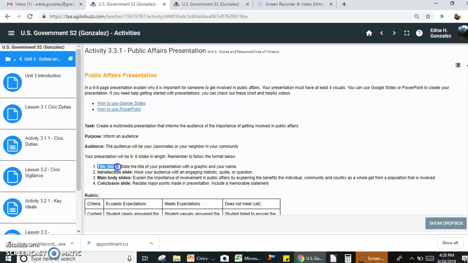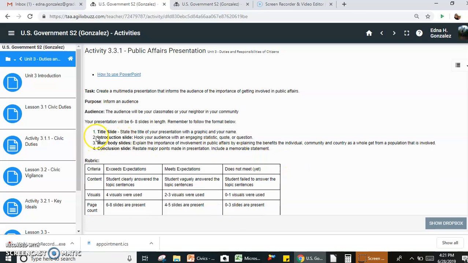You have to start with your title slide. You need to state the title of your presentation with a graphic and your name, and then you're going to have an introduction slide. This is where you hook your audience with an engaging statistic, quote, or question, and we're going to look at an example of a presentation that another student created so you can get an idea of what an introduction slide looks like.